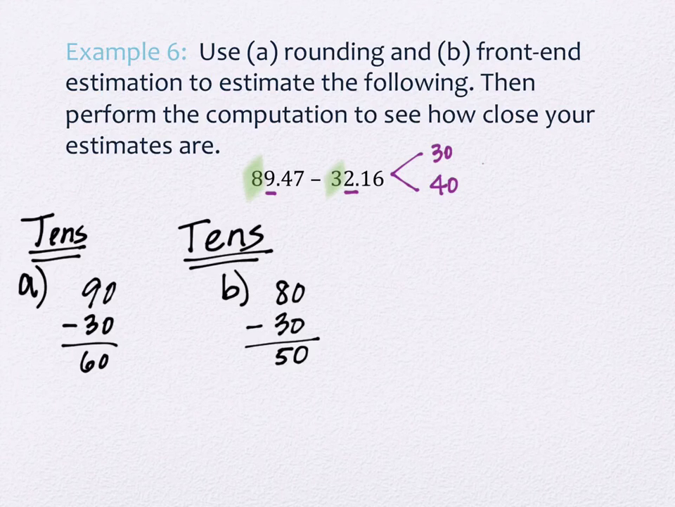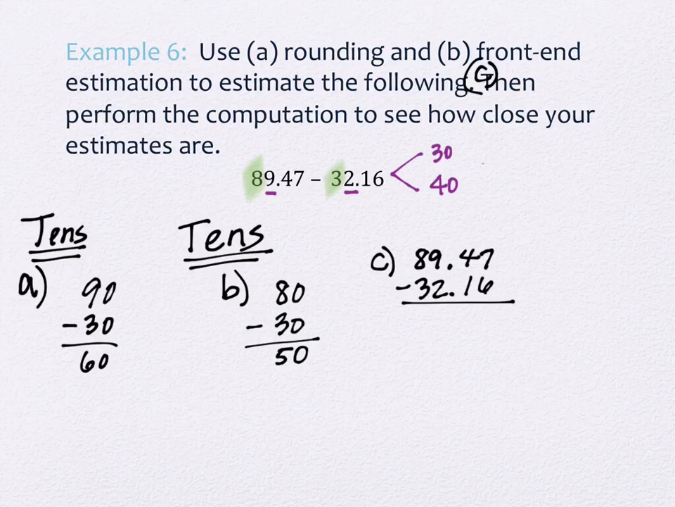I don't necessarily get the same thing, right? Sometimes I would, but on this problem I don't. So that one would be actually front-end estimation. And then it doesn't say written part C, but this is the C, right? C says, then perform the computation. So let's do part C. So part C is to take the 89 and 47 hundredths and to subtract 32 and 16 hundredths.